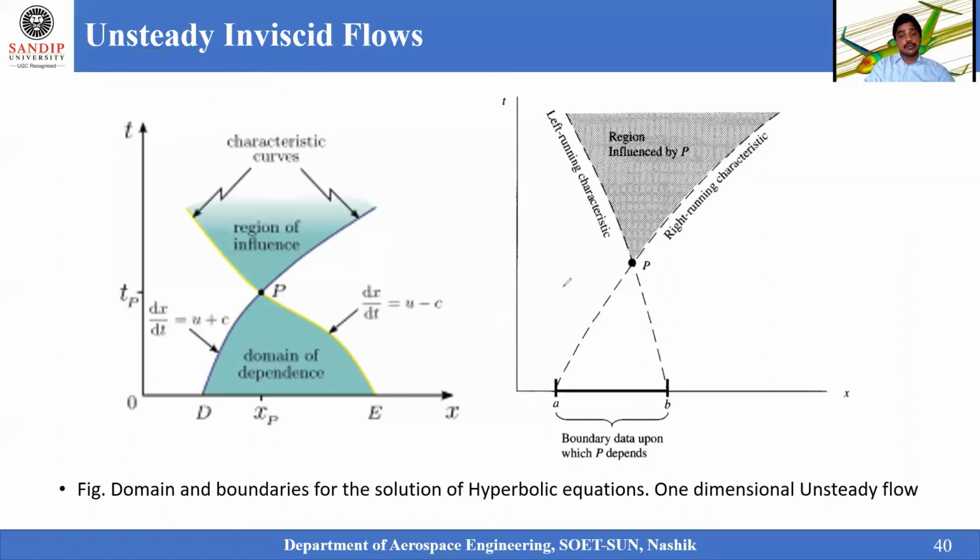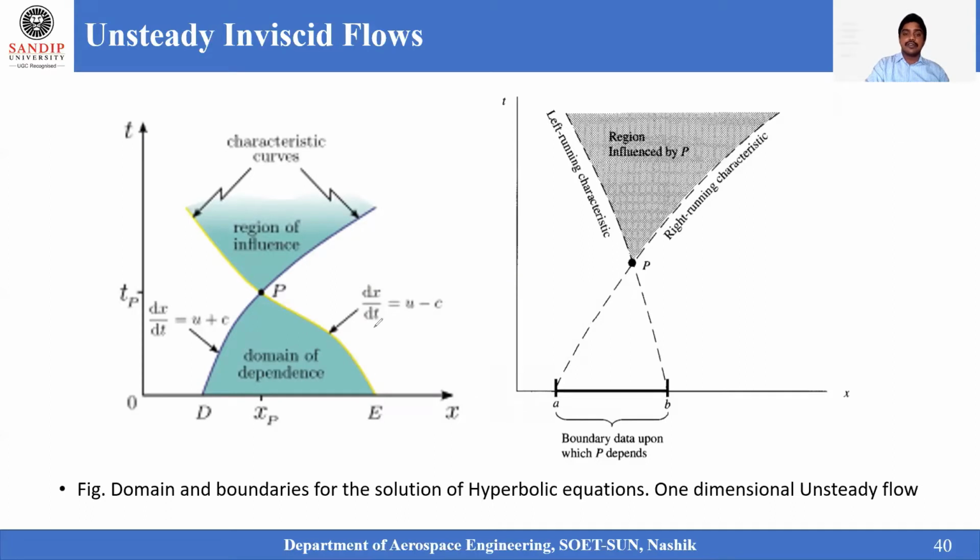Unsteady means the flow properties are continuously varying with respect to time, and when you state it is inviscid fluid flow, we are stating that viscous forces are not available in the fluid flow problem. So in this particular case, how do we approach the hyperbolic equations?